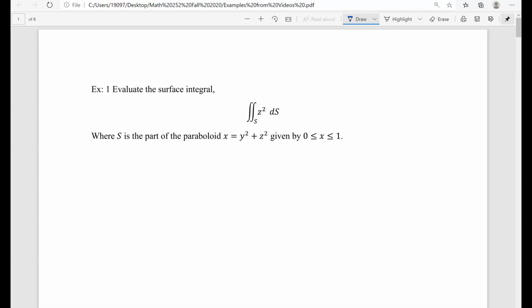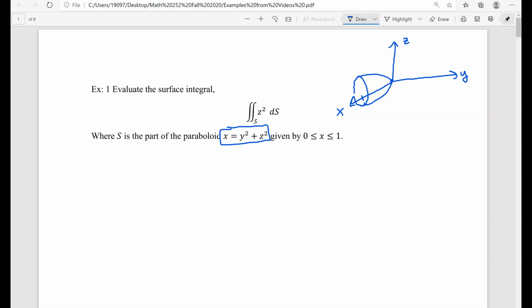So if you want to think about what this looks like, well, a paraboloid, you can see that the paraboloid itself is oriented over in the x direction. So you're going to start at the origin and then go all the way to 1. Okay, so you got all of this guy. So this is going to be your paraboloid.